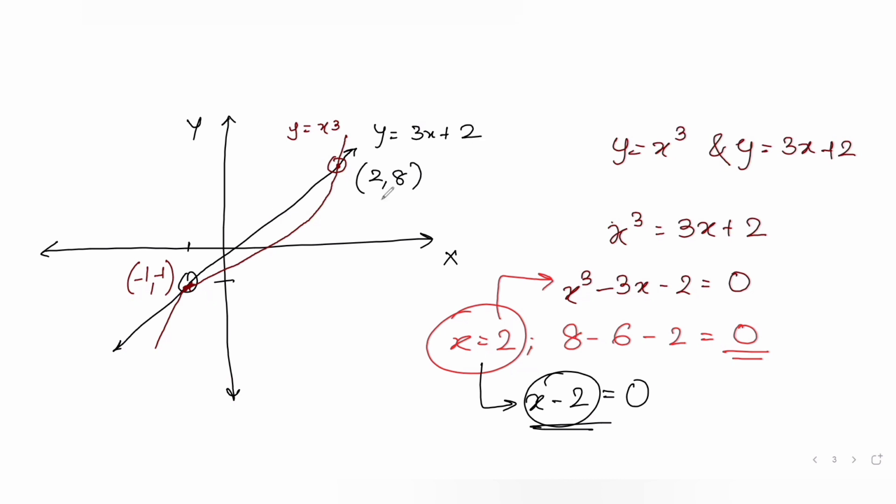Now, once I have this, what I understand from here is, if I take a vertical strip, my values of x go from minus 1 to 2, or instead of vertical strip, if I take a horizontal strip, so I can talk about it in terms of x.